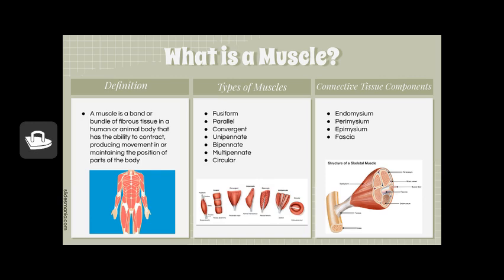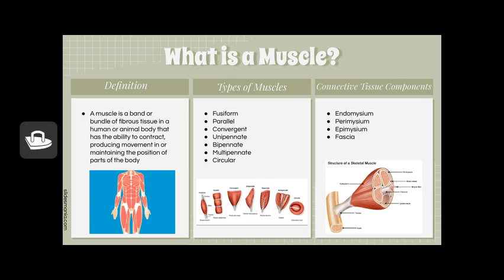Beginning with the fusiform, these muscles are thick in the middle and tapered at each end. An example of a fusiform muscle is the biceps brachii of the arm and the gastrocnemius of the calf.